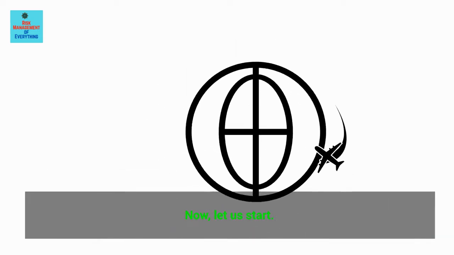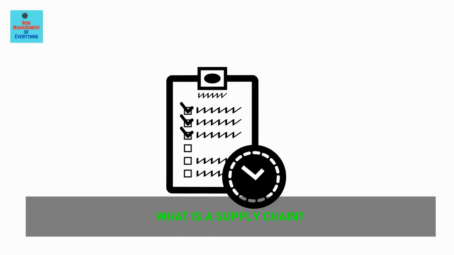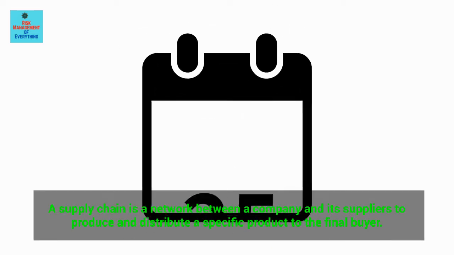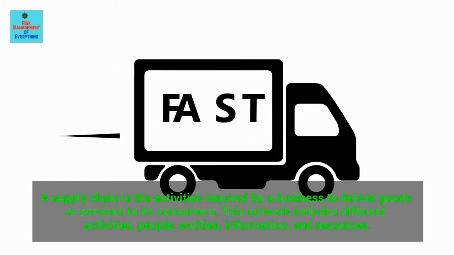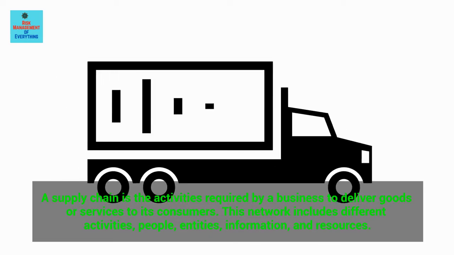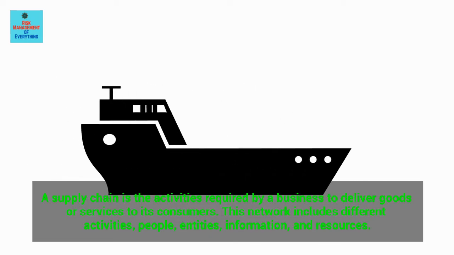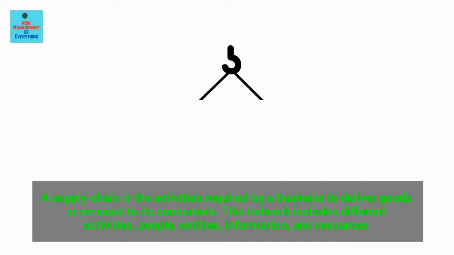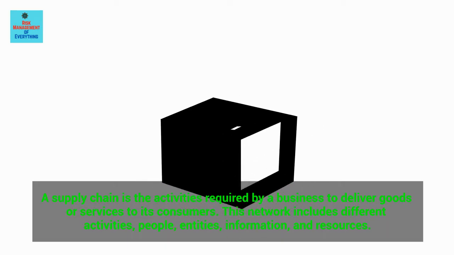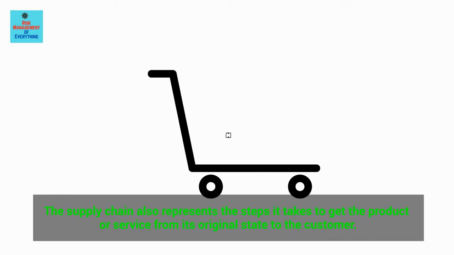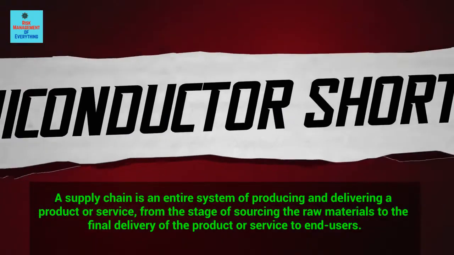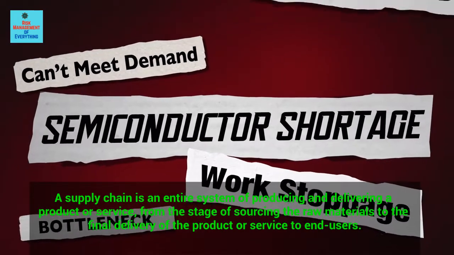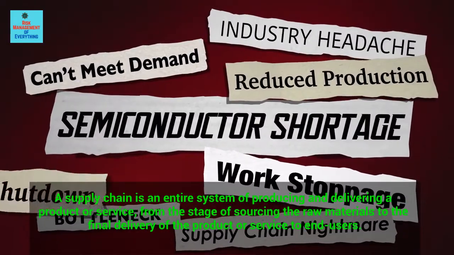Now, let us start. What is a supply chain? A supply chain is a network between a company and its suppliers to produce and distribute a specific product to the final buyer. A supply chain is the activities required by a business to deliver goods or services to its consumers. This network includes different activities, people, entities, information, and resources. The supply chain also represents the steps it takes to get the product or service from its original state to the customer. A supply chain is an entire system of producing and delivering a product or service, from the stage of sourcing the raw materials to the final delivery of the product or service to end users.